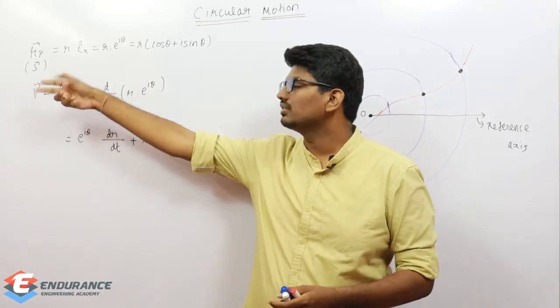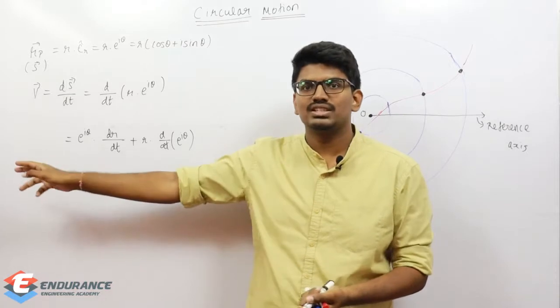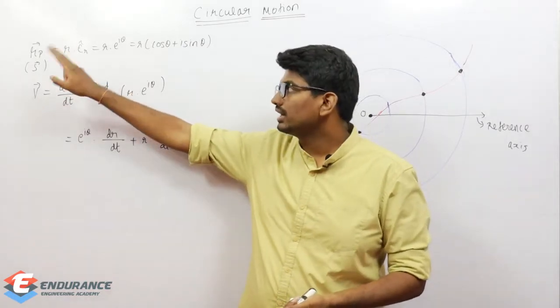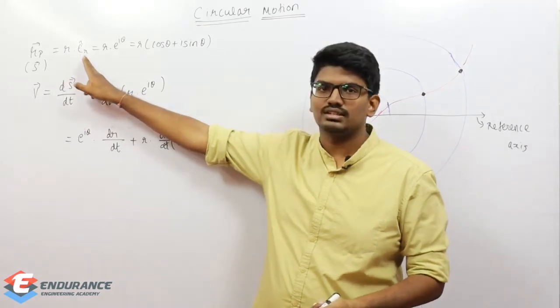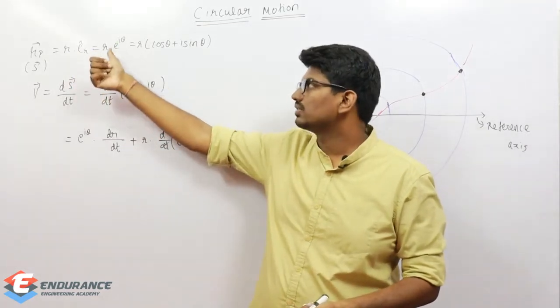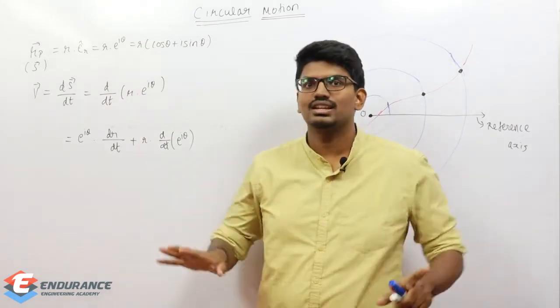Okay, that is the rp vector or s vector, which is r into er cap, which represents that for reaching that particular particle position, I need to travel r distance in the er direction. So r into e to the power of i theta, where e to the power of i theta is nothing but cos theta plus i sin theta. We've seen that in detail.